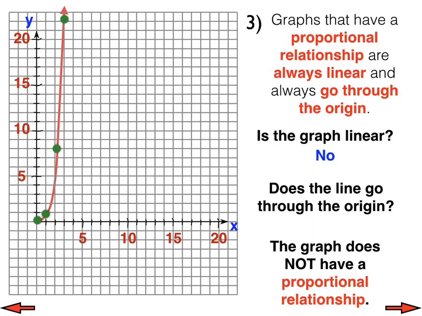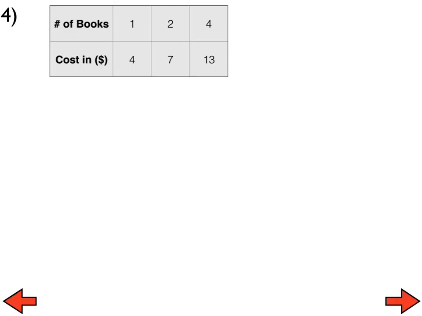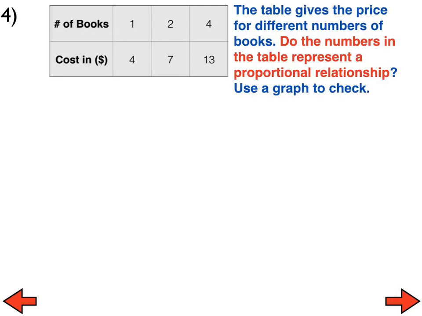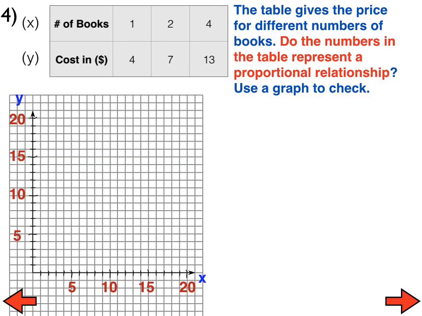Questions so far? Okay, look at number 4. We have this table from yesterday. The price of books, however many books. And I want to know if that is a proportional relationship. And we're going to use a graph to check. So on your notes, you have a blank graph, right? I'm going to give you rulers so you can graph this as neatly as you can.